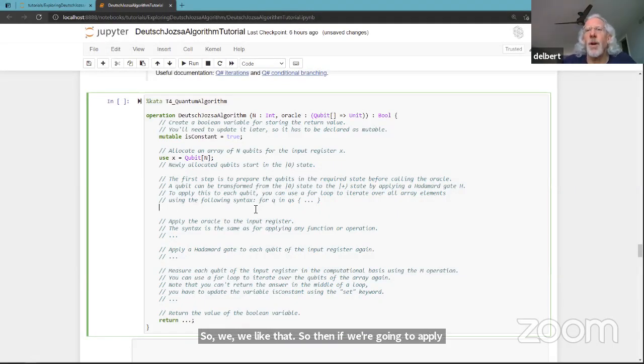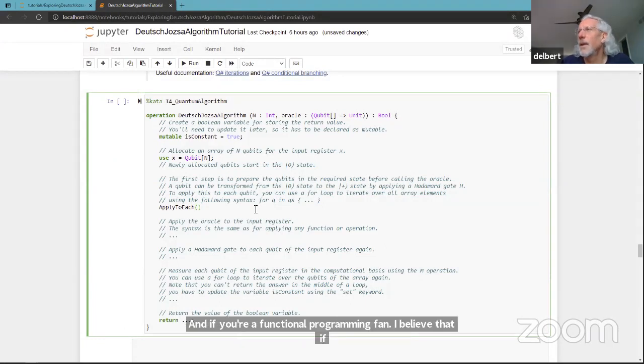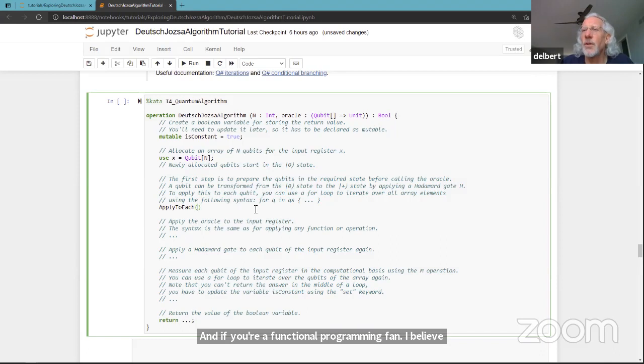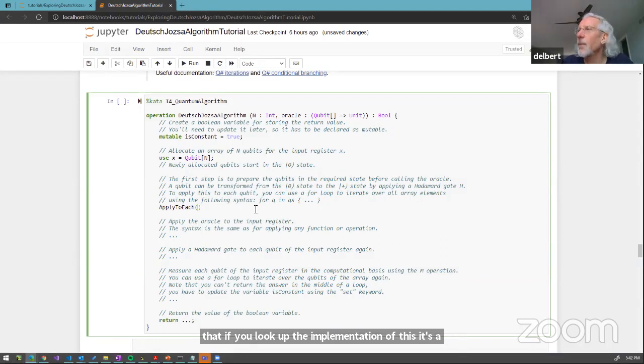So then we're going to apply the Hadamard gate to each qubit in that register. The function we can use is ApplyToEach. If you're a functional programming fan, I believe that if you look up the implementation of this, it's a partial function application. So anyway, we're going to apply the H gate to each qubit in X. So there we go. And need a semicolon.